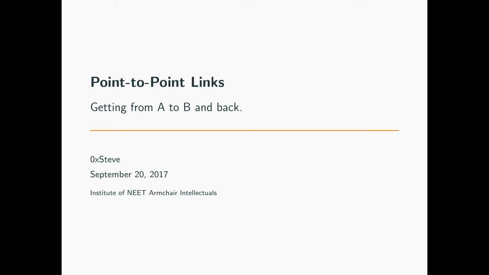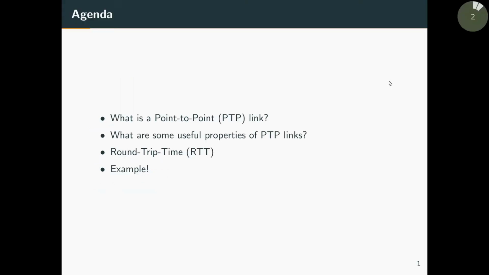Okay, in this video we're going to take a look at point-to-point communication links, which is essentially getting from A to B and back, which is going to be a silly little joke that we'll see in our examples. So on the agenda for the video today, we'll have a brief discussion of what a point-to-point link is, some useful properties of breaking down our communication networks into point-to-point links, or into a series of point-to-point links. And then we'll do an example of round-trip time after explaining it.